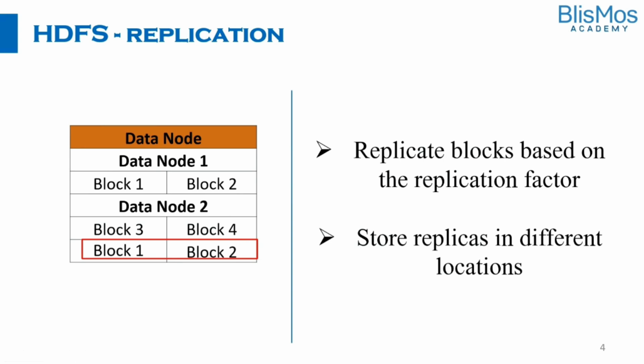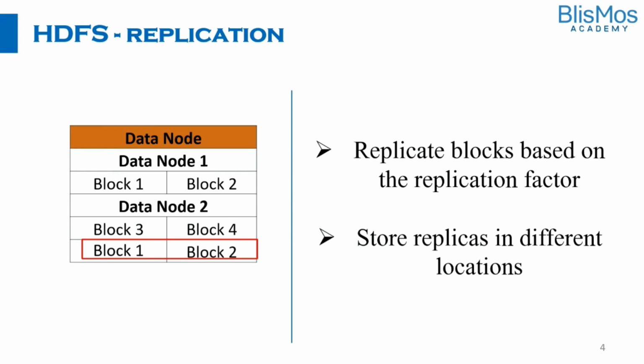Because as we know, system failure is the norm in the case of commodity hardware. In that case, if a particular data node crashes or gets corrupted, we need to have a way of retrieving all of our data, right? That is where replication comes into the picture. Replication means making a copy of the same data one more time, or however many times your replication factor is set. Now we are replicating the blocks.